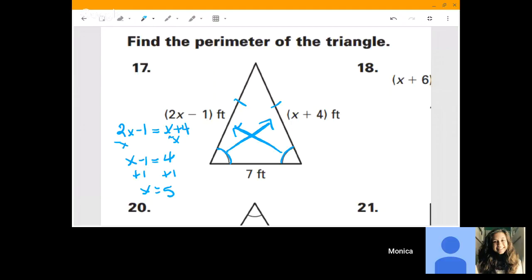Okay? So now we can plug back in. 2 times 5 is 10, minus 1 is 9. And then 5 plus 4 is 9. And this side is 7. So the perimeter equals 9 plus 9 plus 7, which is 25. Does that make sense? You're welcome.